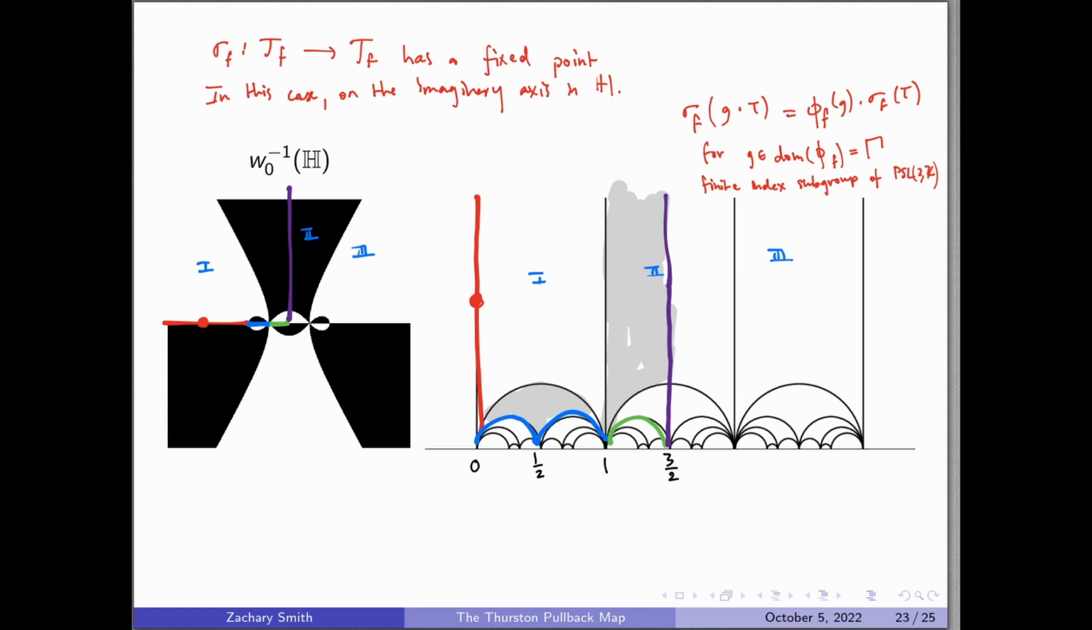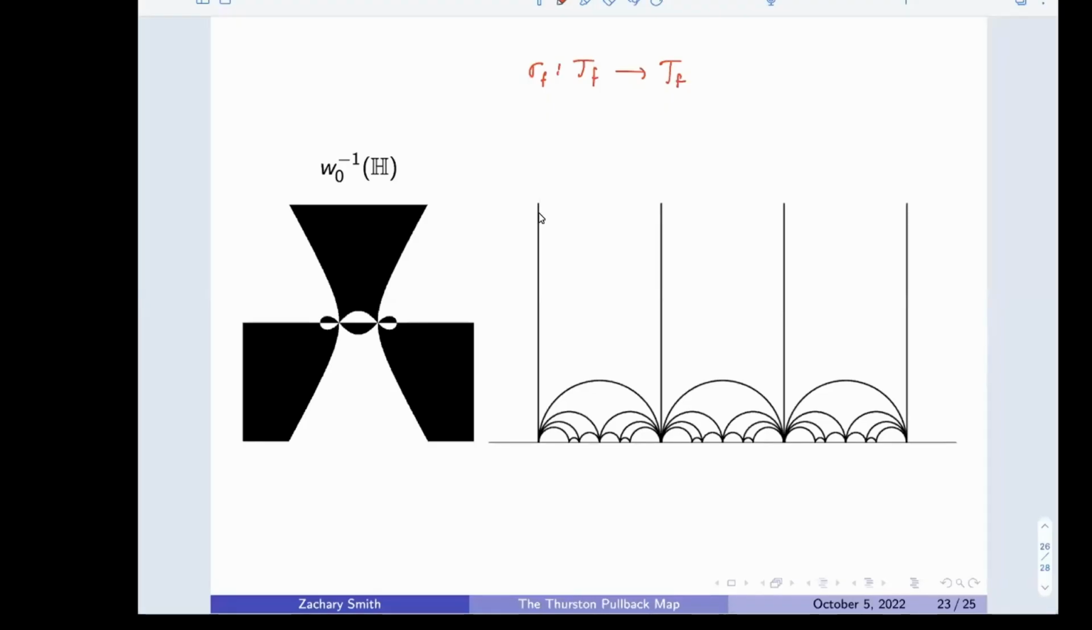So as I pointed out at the beginning, when we look at this map in Teichmüller space, there's going to be a fixed point exactly when our Thurston map is realized by a rational map. And we are in this situation. So there's going to be a fixed point in Teichmüller space, and it just so happens that, for reasons I won't get into, we can say exactly where this fixed point for the sigma F map is. It's going to be somewhere on the imaginary axis.